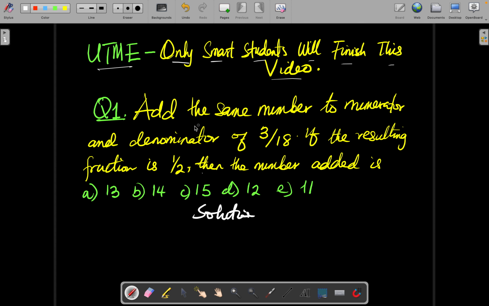Now, be the question now: Add the same number to numerator and denominator of 3 over 18. If the resulting fraction is 1 over 2, then the number added is 13, 14, 15, 12, or 11. Pause the video, try am. Some of us no even get idea.